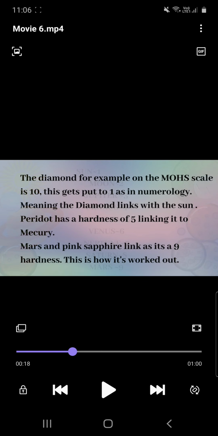So, peridot has a hardness of 5, linking it with Mercury. Then we have Mars with pink sapphire, as it's a 9 on the hardness scale, and that's how it's worked out. And like I say, you can Google it, you can look further into it, and you will see that that's how they link it to a planet.